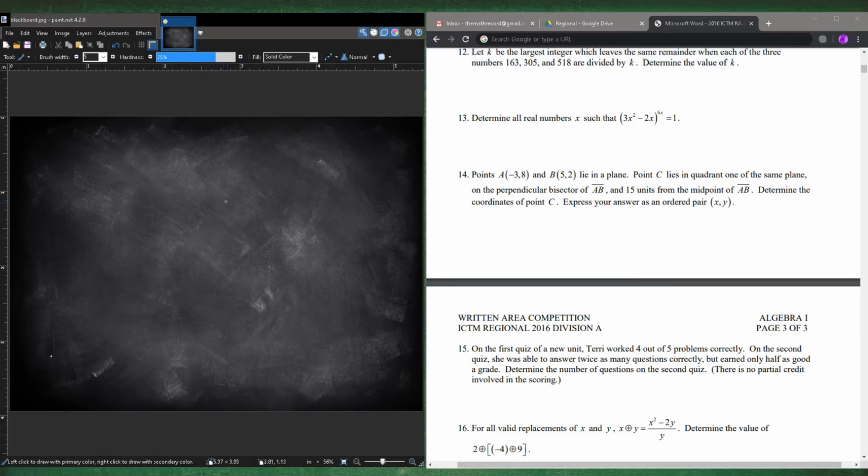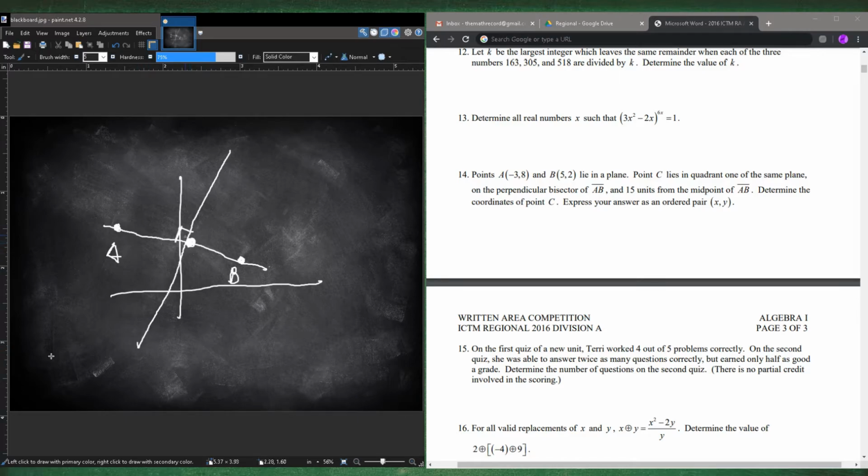So we have a coordinate plane. We have negative 3, 8, so somewhere around here. 5, 2, so somewhere around here, right? So we have A, and this is B. Okay, so C lies in quadrant 1 of the plane and is on the perpendicular bisector, right? So here is the midpoint-ish somewhere. I'll just draw somewhere right here-ish. Then we're going to draw a perpendicular bisector.